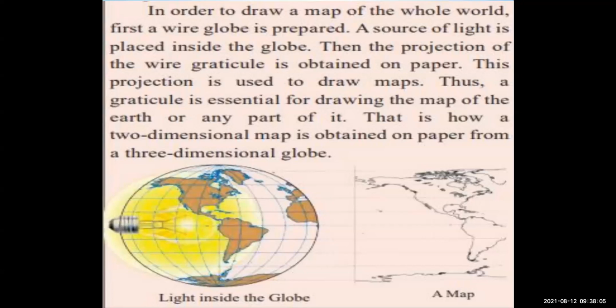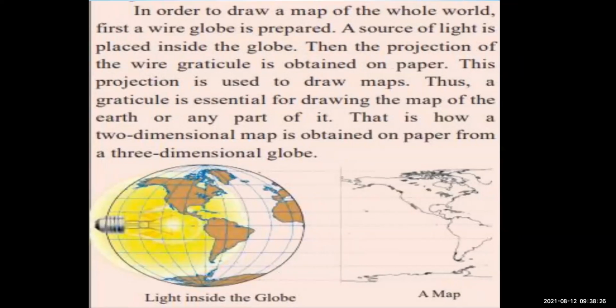Okay, the next one is that the two-dimensional map is obtained on paper from the three-dimensional globe. It means that a two-dimensional map will be obtained from a three-dimensional globe.